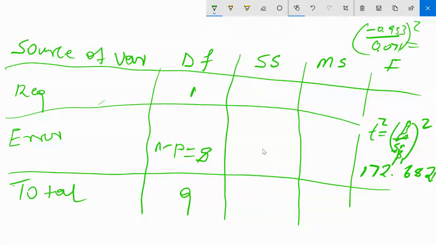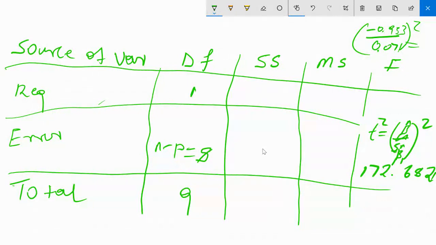There are people who are having 170. I don't know how they got their 170, because their MSR and MSE are correct. So it's easy to tell that these people were writing in groups. They have the other values correct, but their F value is not correct. So I don't know what happened there.